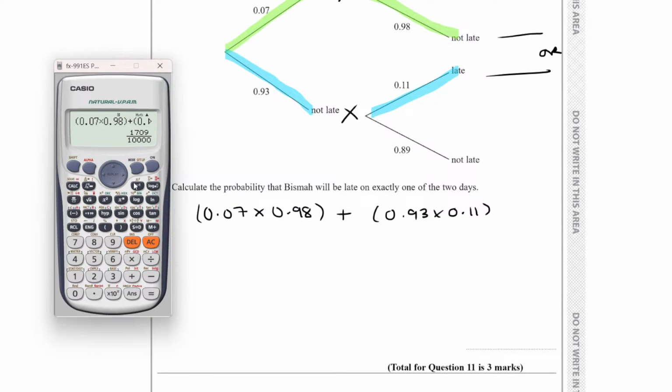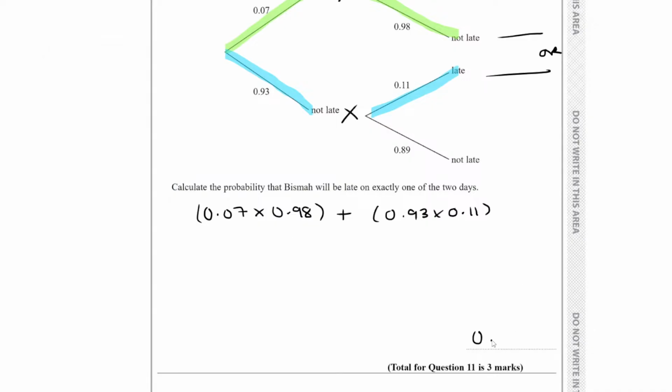You could leave it as the fraction if you want. It doesn't really matter with probability what you leave it as. Either fraction, decimal, percentage. Normally I leave it as fraction. In this case, because they were using decimals, I'm just going to use the decimals, and I will just leave it exactly like that because it's not that many decimals to write down. So I won't round it. I'll just put 0.1709. That's what I would do.